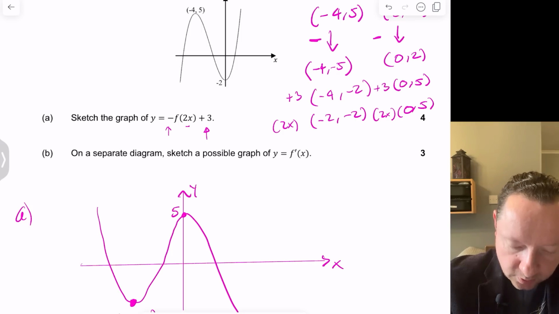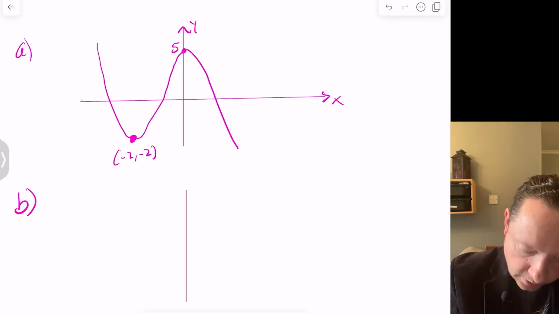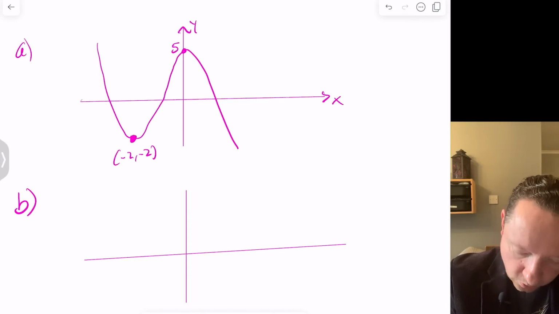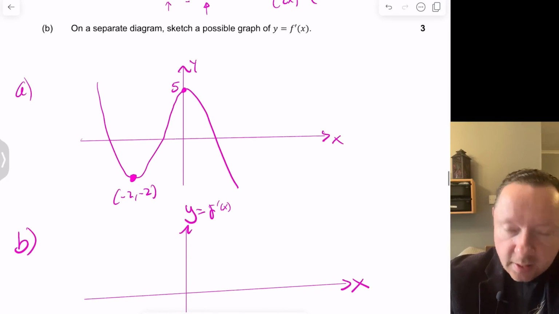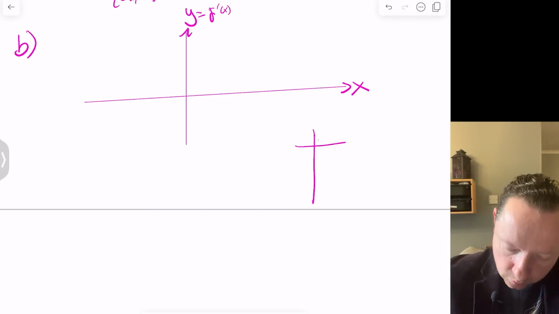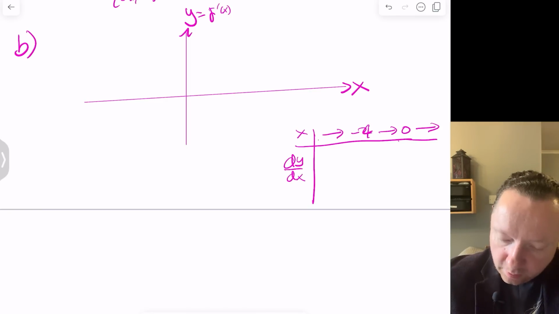On a separate diagram, sketch a possible graph of y equals f dash x. So part B, to sketch f dash x, here's how I always think of this. Think of this y-axis as actually your f dash x, and that's your x. When you're thinking about the derivative, draw yourself a little nature table. My turning points are -4, sorry, and then 0. And then I'm going to look at the y by the x. So on the turning points, the derivative is 0.